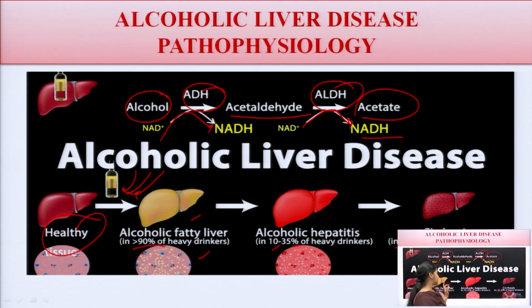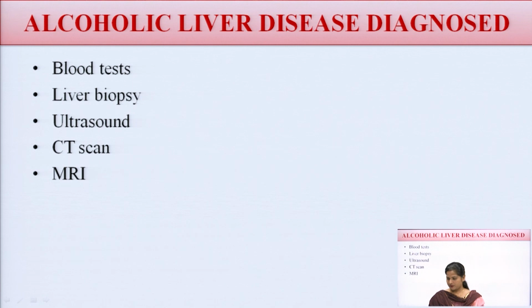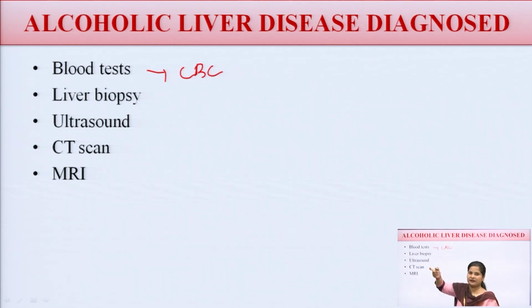So this is a healthy liver. Now fatty liver, hepatitis, and the last one is cirrhosis, where all of the liver cells get damaged. Alcohol liver disease is diagnosed with blood tests, liver biopsy, ultrasound, CT scans or MRIs. These are the various tests performed. Blood test, again CBC, complete blood count.